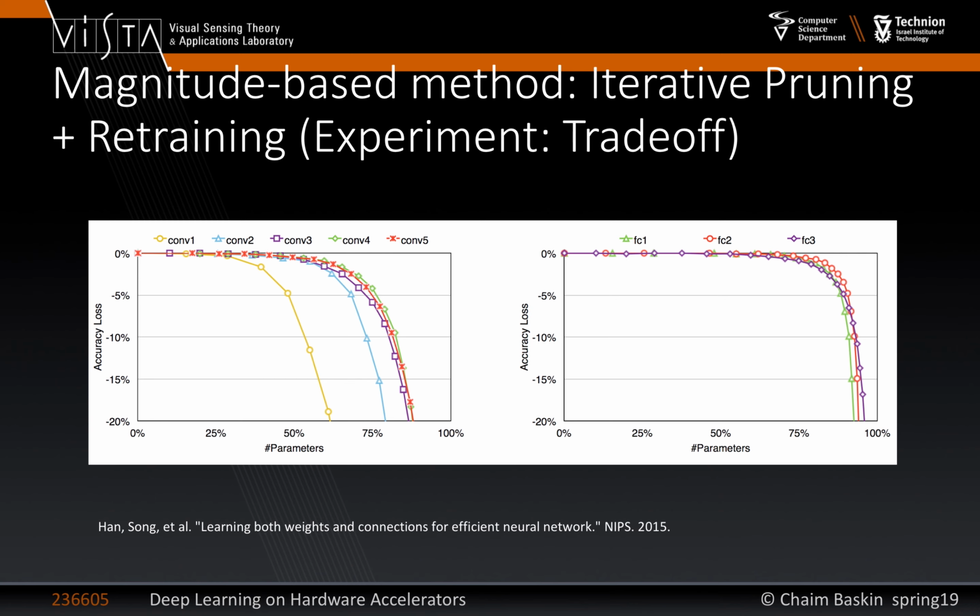Again, here they show that they only need a few parameters to get the same accuracy. If you prune more, at some point you have very fast degradation. So here they should stop and not prune again.